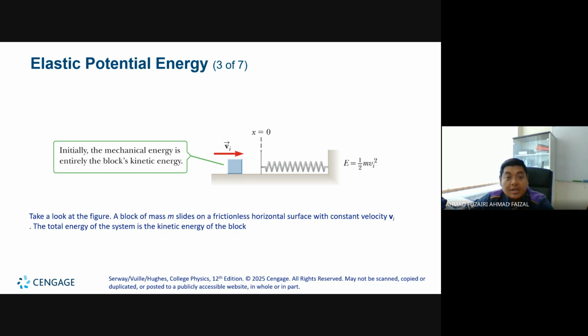How do I know that? Because when the block slides along the horizontal surface with some constant velocity, you know constant velocity means acceleration is zero, the total energy of the system is the kinetic energy of the block.